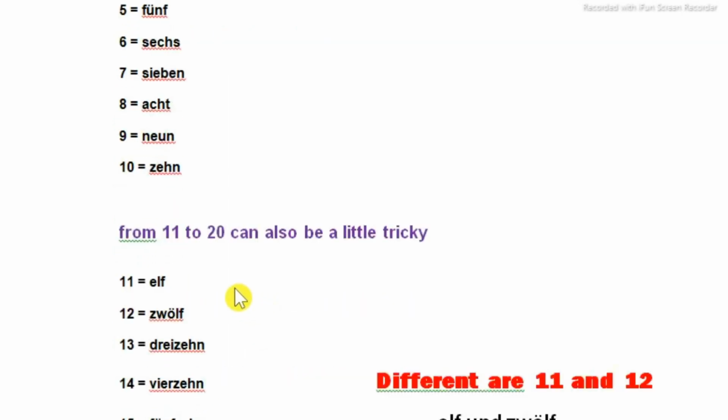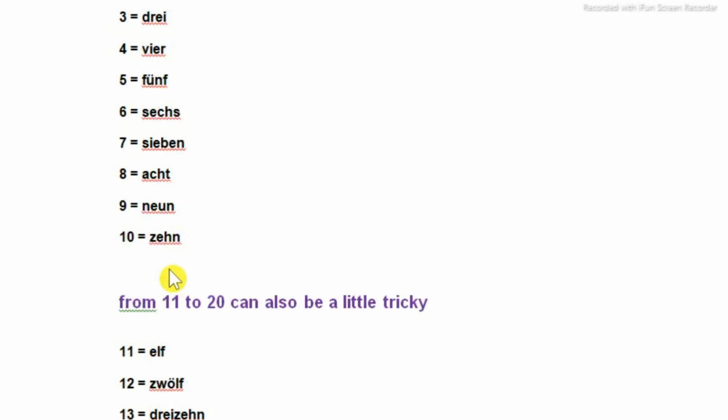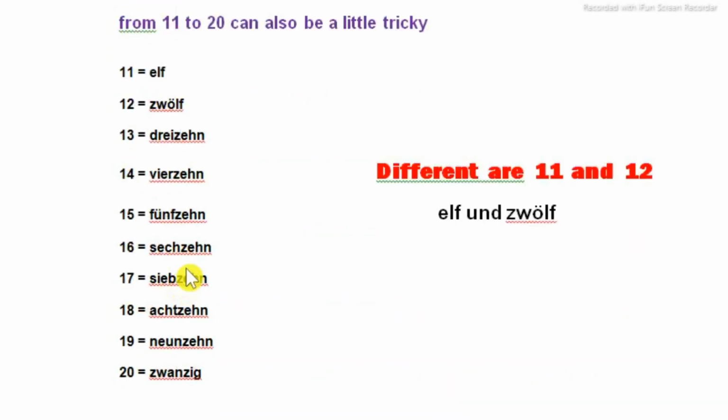And from here we are going to learn from 11 to 20, and this can also be tricky. As you can see, it is 11, and I have written it as elf. So 11 is elf. 12 is zwölf. The O has an umlaut.